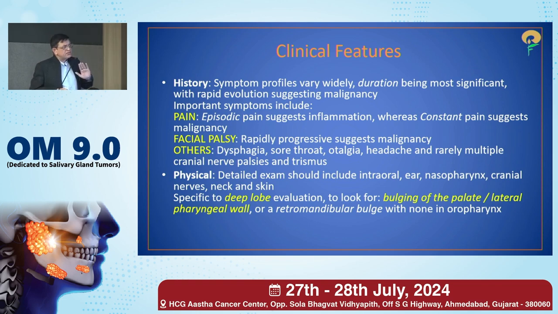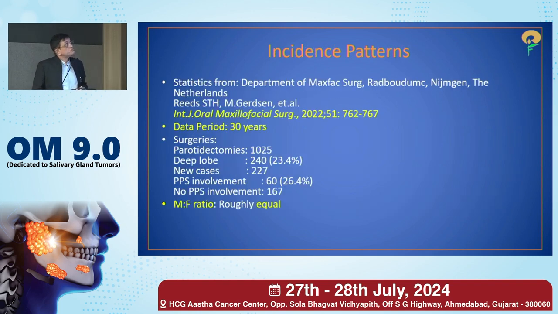Physical examination, obviously a detailed head and neck examination, but it should include detailed intraoral examination, examination of the ear, the nasopharynx, all the cranial nerves, the neck, and the skin. Specific to deep lobe evaluation, we look for bulging of the palate or lateral pharyngeal wall, or in the junctional tumors, a retromandibular bulge with none in the oropharynx.